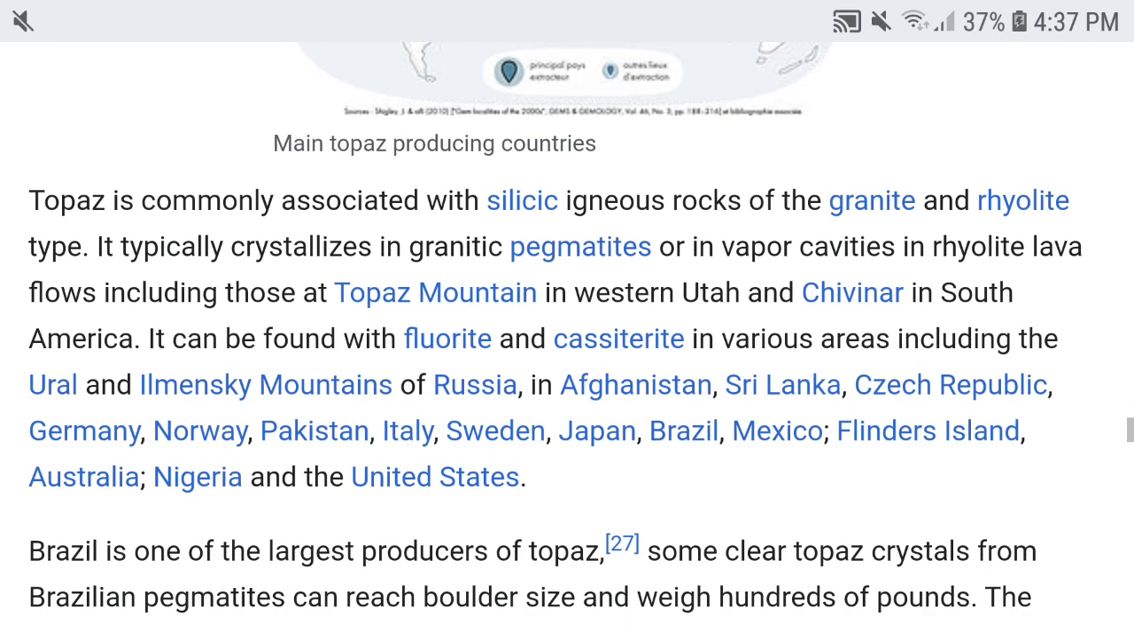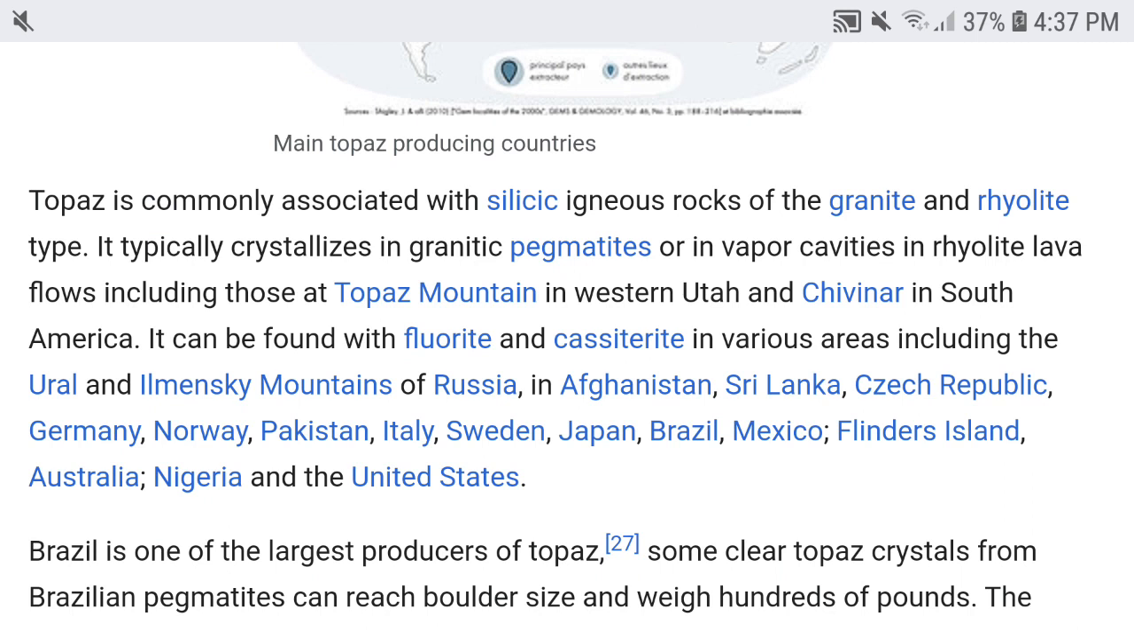Okay. Topaz is commonly associated with silicic igneous rocks of the granite and rhyolite type. It typically crystallizes in granitic pegmatites or in vapor cavities in rhyolite lava flows, including those at Topaz Mountain in western Utah. Okay, so it's Utah, and in Chifinar in South America.